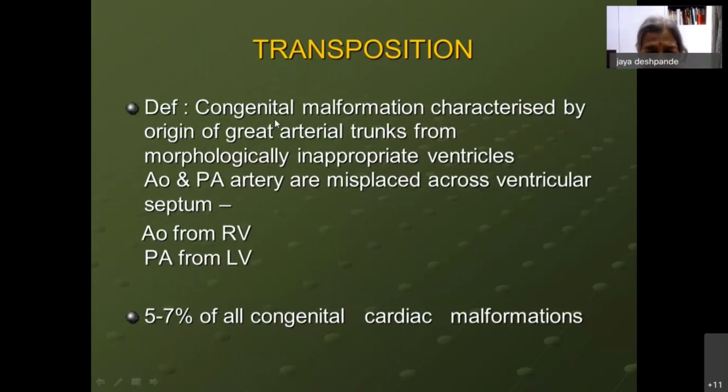So it is a congenital malformation characterized by origin of the great arterial trunks from morphologically inappropriate ventricles. That is, the aorta and pulmonary artery are misplaced across the ventricular septum. So you have aorta arising from the right ventricle and pulmonary artery from the left ventricle.